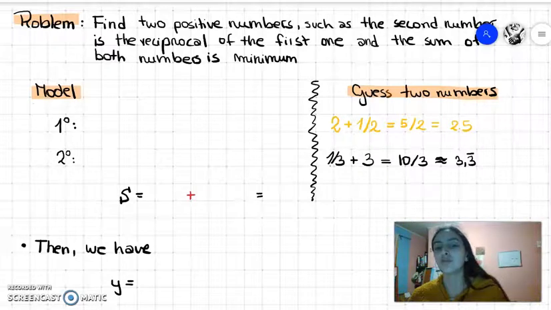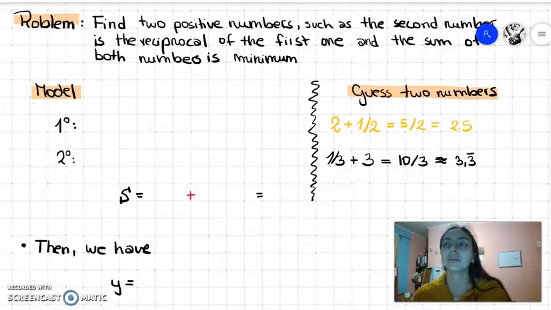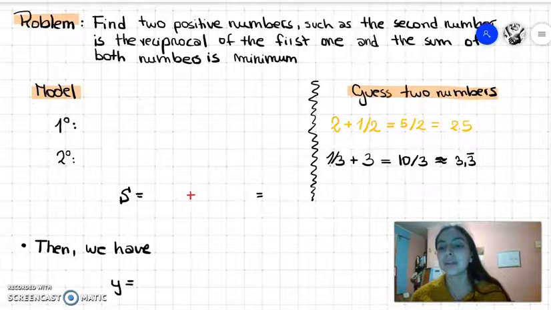So if we notice, 3.3 is greater than 2.5. So maybe if we choose a number greater than 3, then we won't be finding the minimum sum of this. So this is a way, but we cannot be sure if we're trying the right numbers. What if we find another number that is smaller, whose sum with its reciprocal is smaller than 2.5? So we cannot be sure.